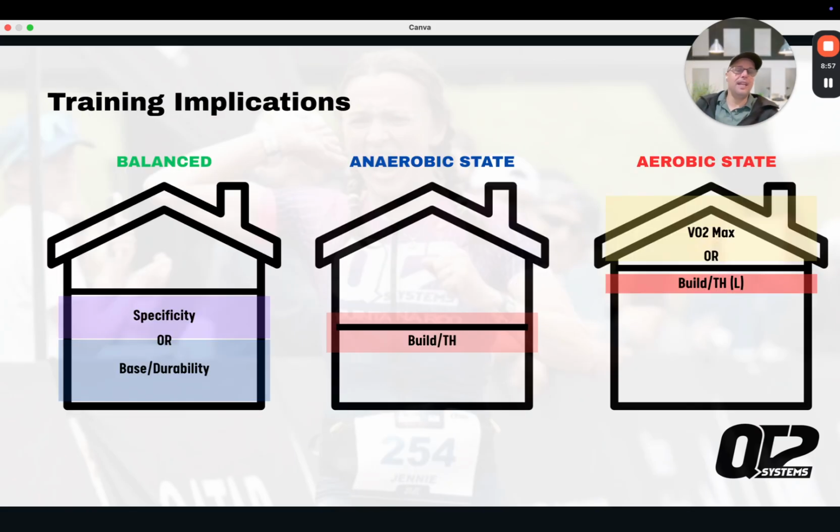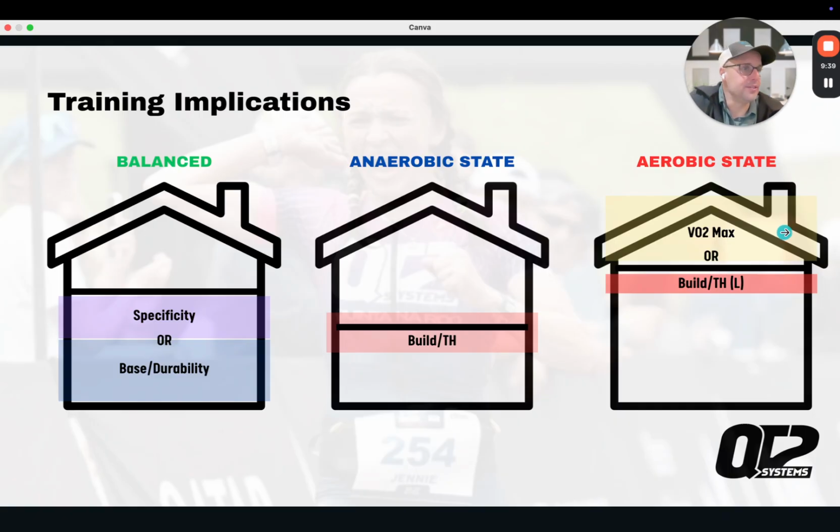So, what are the training implications associated with that? I'll start here in the middle because that's the easiest one. So, here in an anaerobic state, we have an attic space that is too big. Okay. And so, what we want to do is take our ceiling, our aerobic ceiling, our critical power, and push it up and pull it up towards the roof. Okay. We want to close this attic space by working on intensities that are just below and just above critical power. Okay. And I'll go over to the aerobic state quickly.